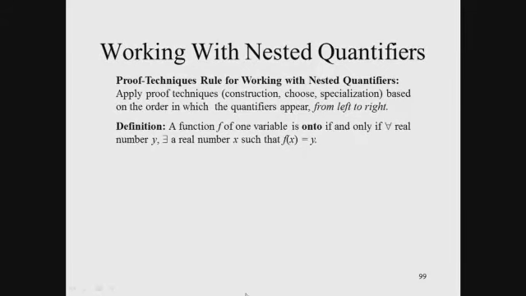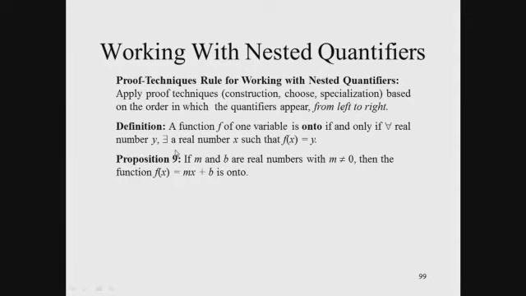So let's take an example here. Let's work with the definition of a function being onto. Here's what a function being onto means: for every real number y, there should be a real number x that you can put into the function and get out y. So for every real number y, there should be a real number x which you can put in the function and get out the value y.